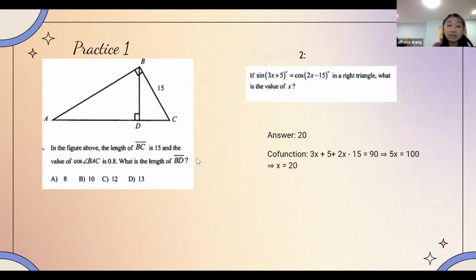So now, in this figure, the length of BC is 15, and the value of cosine of angle BAC is 0.8. So what is the value of BD? If you can find the answer, you can send it to me in the chat.